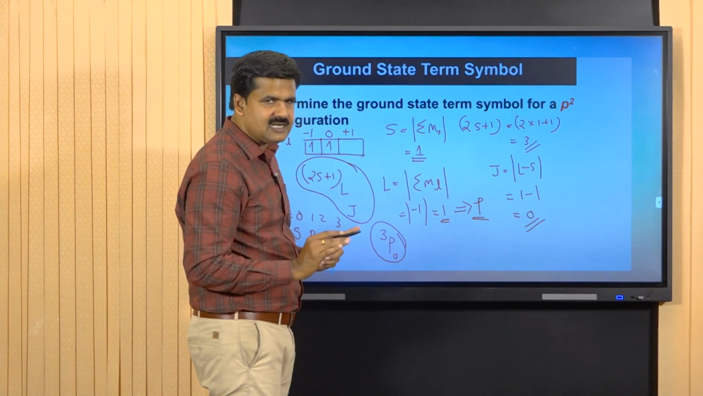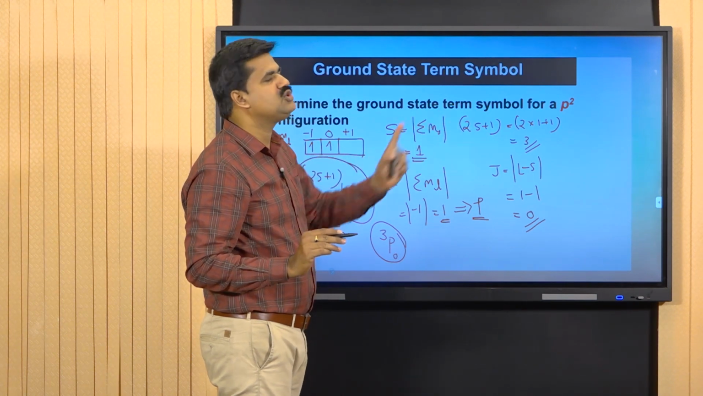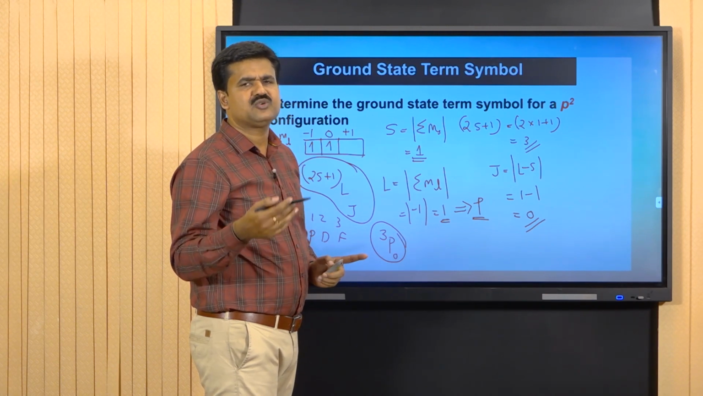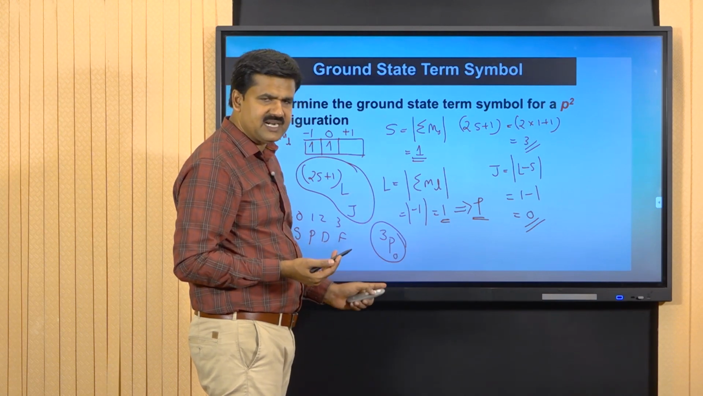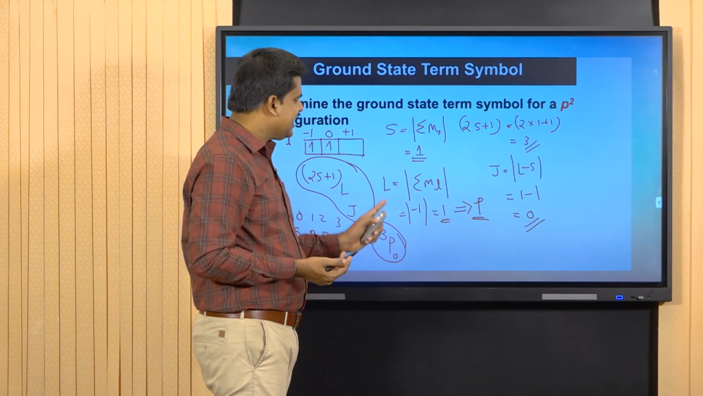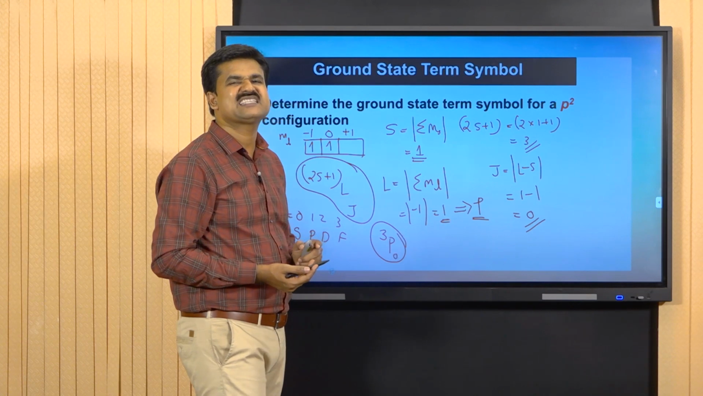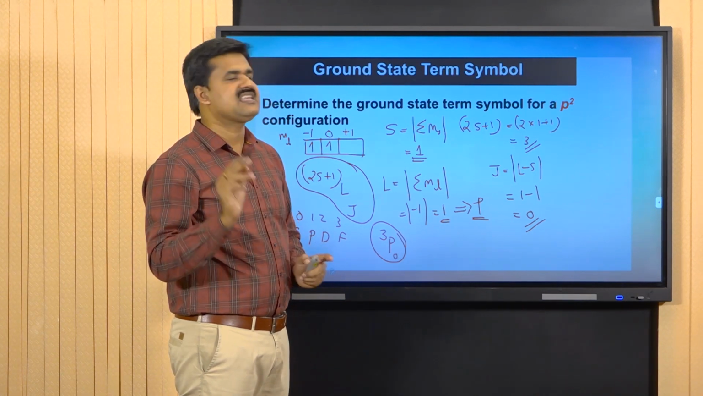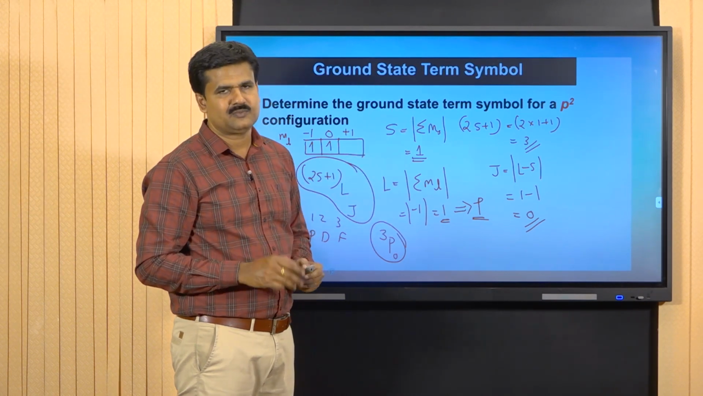3P0 is the ground state term symbol for a p2 electronic configuration. Whether it may be 2p2, 3p2, 4p2, whatever it may be, for p2 arrangement the term symbol will be common, and that is equal to 3P0. 2S plus 1 is equal to 3, L is equal to 1, so P term, and J is equal to 0 since the electronic arrangement is less than half filled. So, by adopting Hund's rule, we can determine the ground state of p2 arrangement as 3P0.